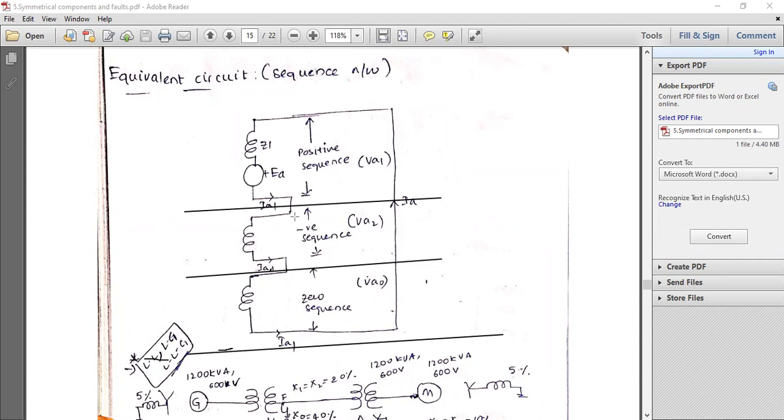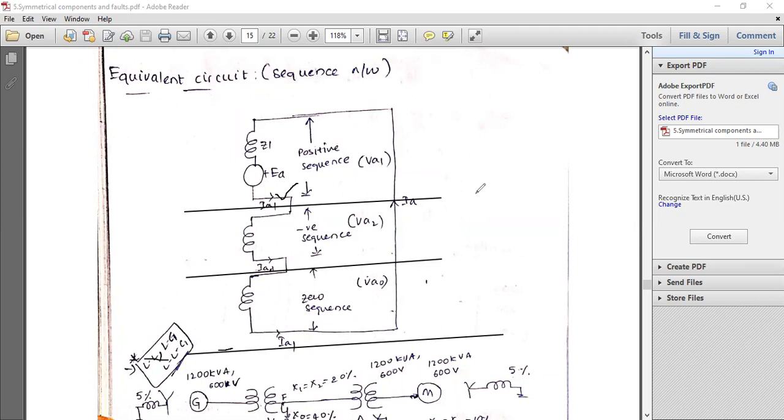But already we have proved that all the sequence components of currents are the same, common. That means IA0 is equal to IA1 is equal to IA2. So whatever current is entering from the positive sequence network is also flowing in the negative sequence as well as the zero sequence networks. That's why all the sequence networks get connected in series.